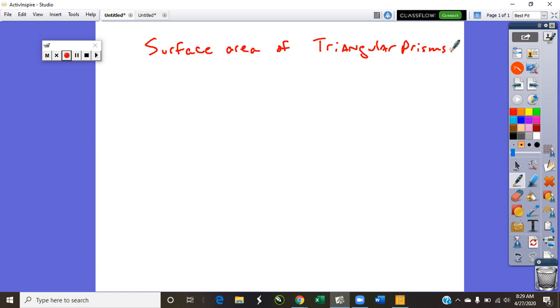Okay. Now let's think about what a triangular prism is. I'm going to draw a generic triangular prism here. Okay. It's made up of two triangles and three rectangles. Okay. So your objective here is to find the surface area of a triangular prism. And we're going to take this and find the area of each of these surfaces, and then we're just going to put them together.